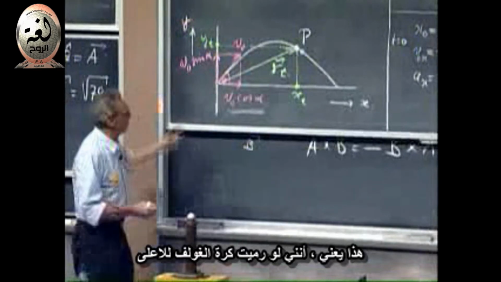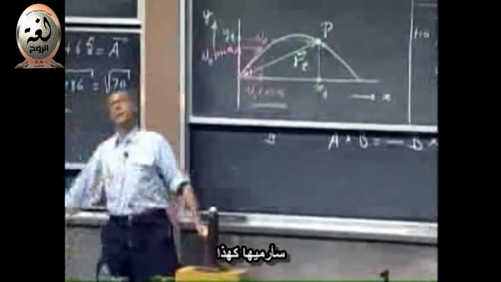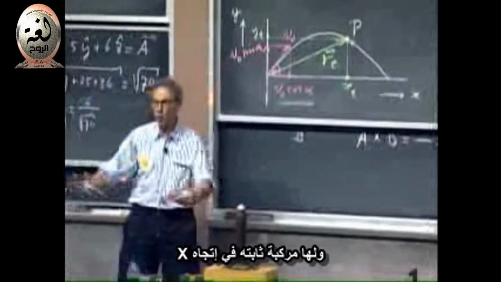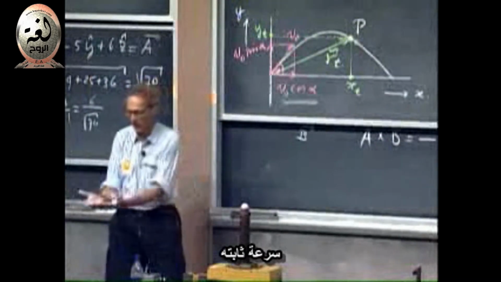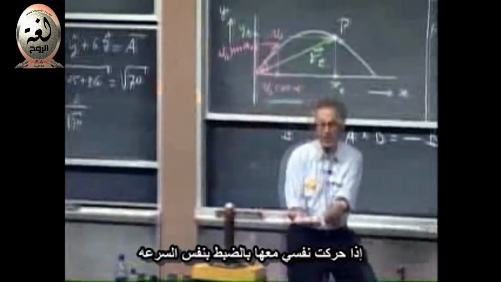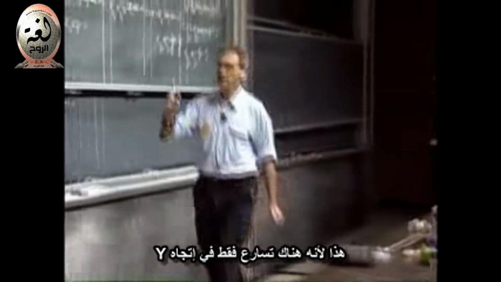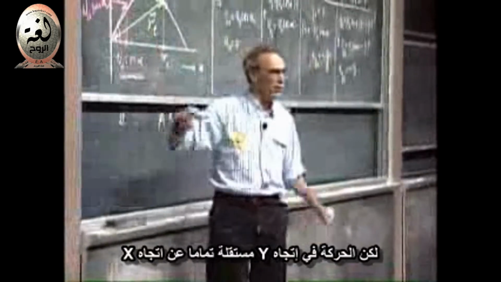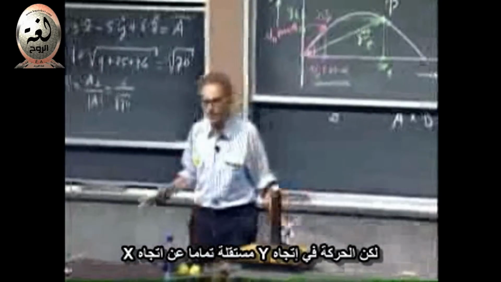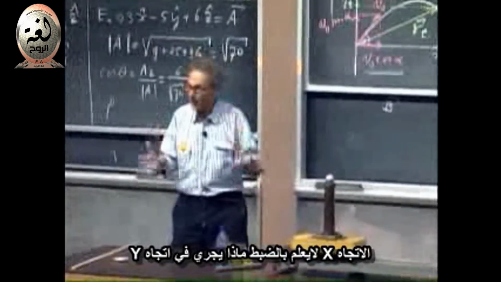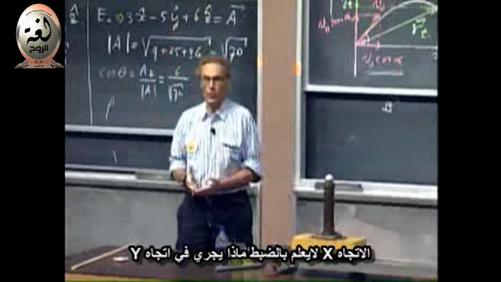It means if I throw up this golf ball, I throw it up like this, and it has a certain component in x direction, a certain velocity. If I move myself with exactly that same velocity, with exactly the same horizontal velocity, I could catch the ball here. It would have to come back exactly in my hands. That is because there is only an acceleration in the y direction, but the motion in the y direction is completely independent of the x direction. The x direction doesn't even know what's going on in the y direction.